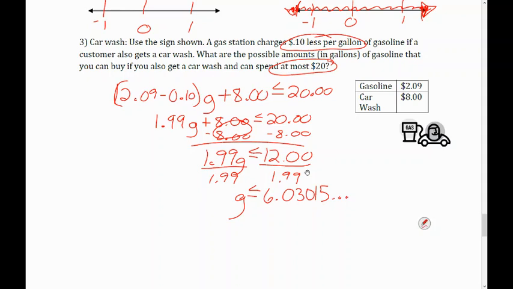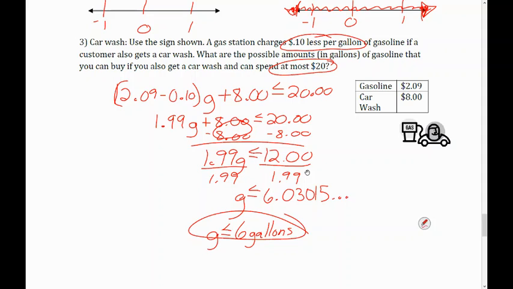So what does that actually mean? Okay, if we're just trying to get the easiest amounts, full gallons, we could have anywhere from 0, 1, 2, 3, 4, 5, or 6 gallons of gas. Okay, so 6 is, or sorry, not 6. G is less than or equal to 6 gallons. All right, so that's one way to do it.